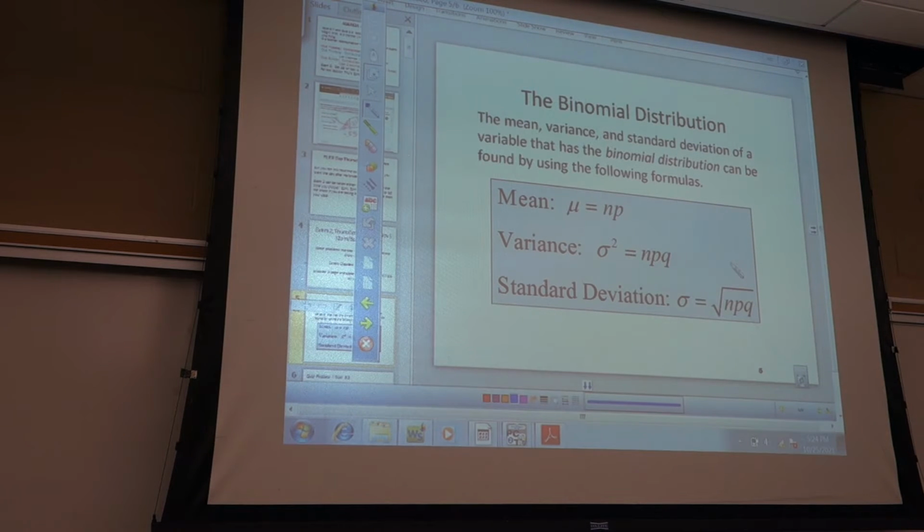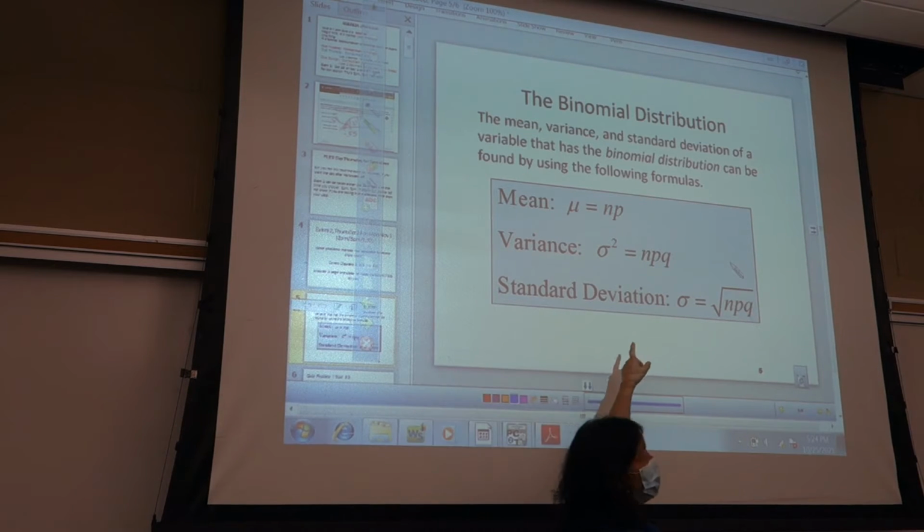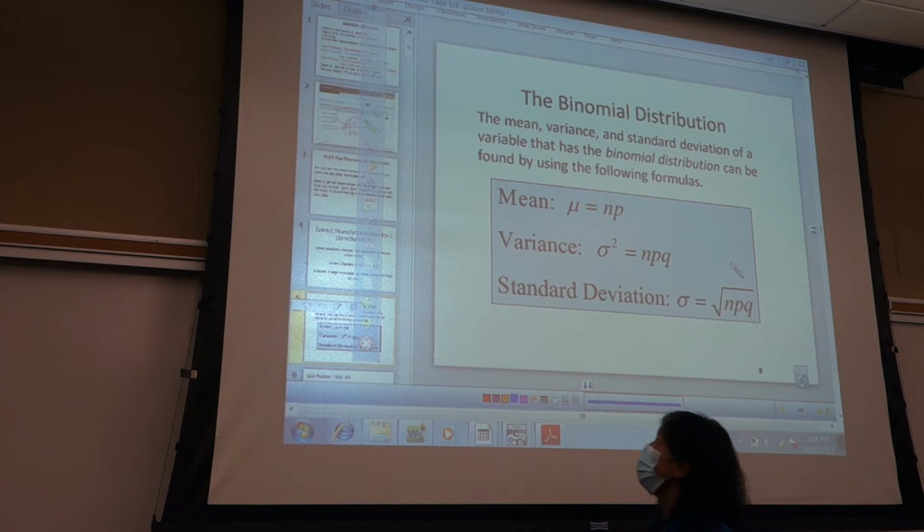As you remember, the binomial distribution is my favorite distribution because the mean and standard deviation are the easiest in the world to compute. The mean is np, variance is npq, standard deviation is the square root of npq. Piece of cake, super straightforward.